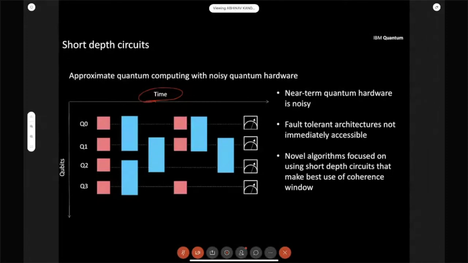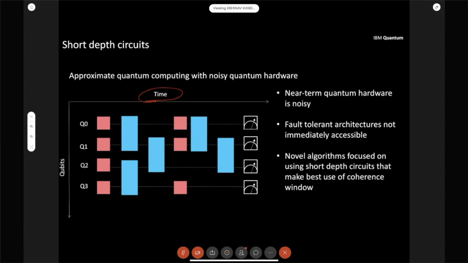Systems that you have available and systems that people run experiments on today are all noisy. While you've learned about algorithms like Shor's algorithm, which are geared towards a fault tolerant system with quantum error correction, what's been a more novel phenomenon is looking into algorithms focused on what are called short depth circuits that are not too long. So the accumulation of error is something we can manage and we can work with. Okay.